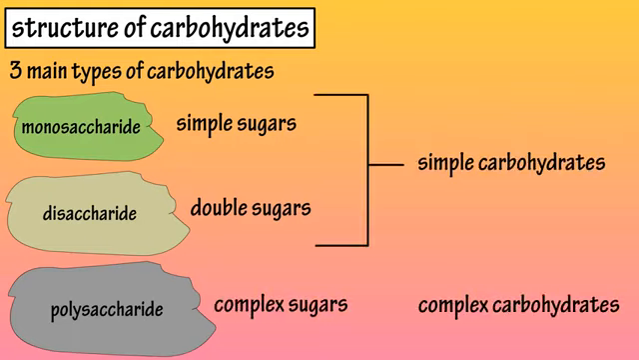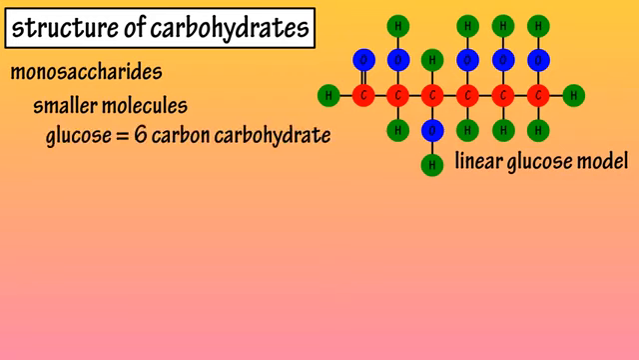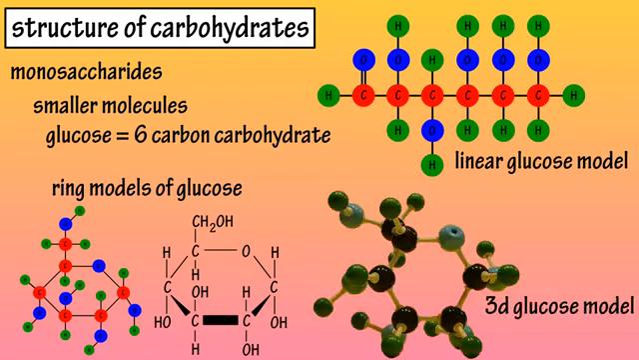Monosaccharides and disaccharides are also known as simple carbohydrates. Let's start by looking at monosaccharides. Monosaccharides are smaller molecules, the most important being glucose. Glucose is a 6-carbon carbohydrate, and when it is dissolved in water, it will form a ring, as represented in this ring model. A 3-dimensional model of glucose looks something like this. I've shown you 3 different models here, but keep in mind that these models all represent the same molecule.